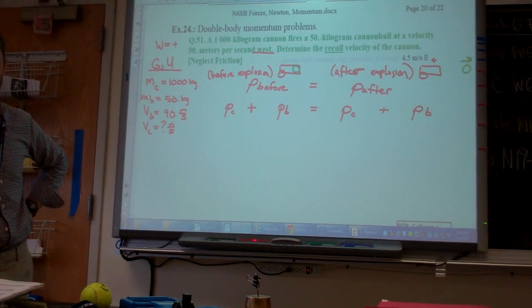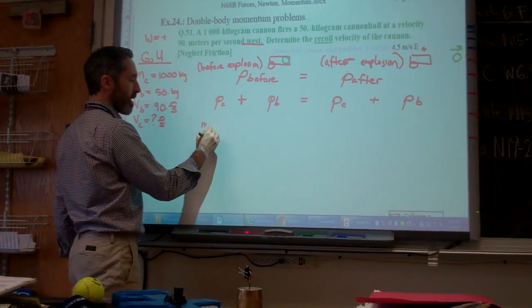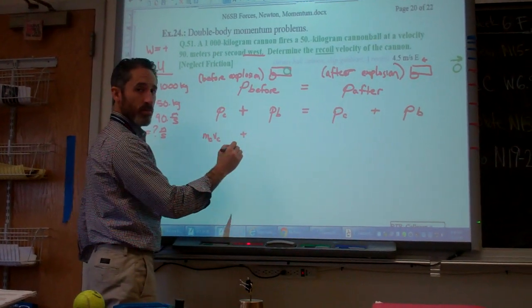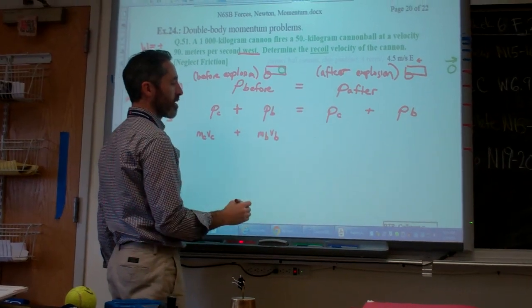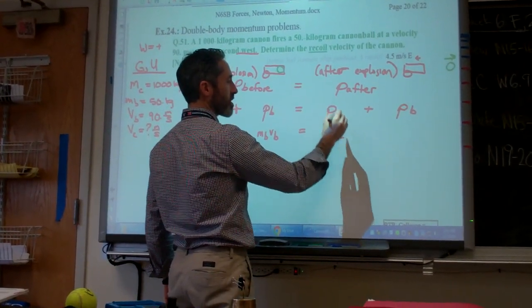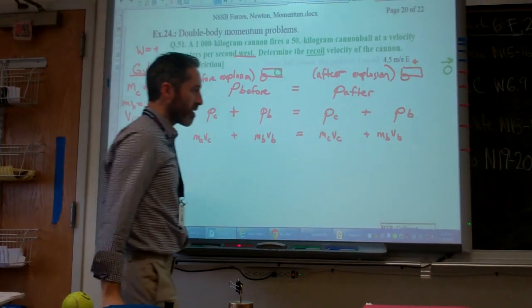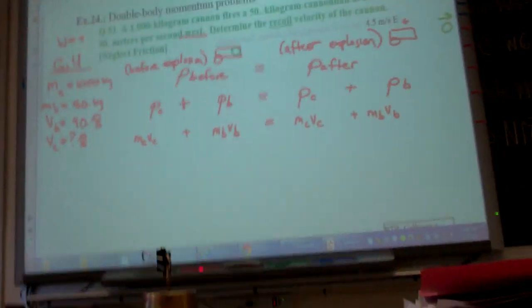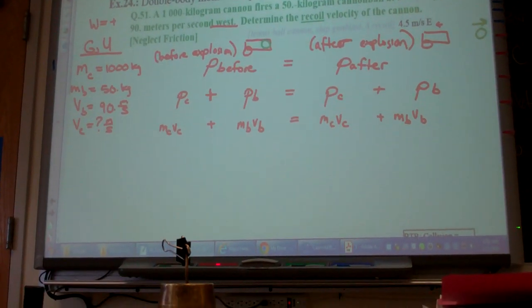What's that, Laura? M times V. M times V. So for this, we can just write the mass of the cannon times its velocity before, plus the mass of the ball times its velocity before, has to equal the mass of the cannon times its velocity after, plus the mass of the ball times its velocity after. Now this is just a very formal way of writing what we already discussed yesterday and already wrote in with that tennis ball and the cannon there.